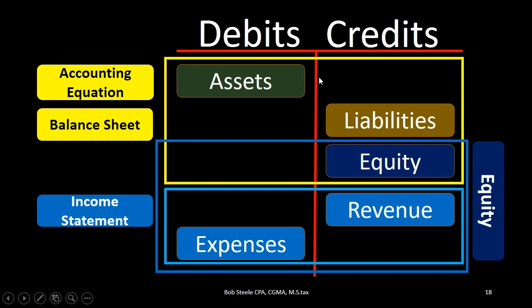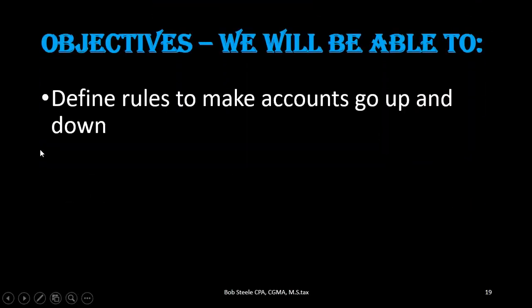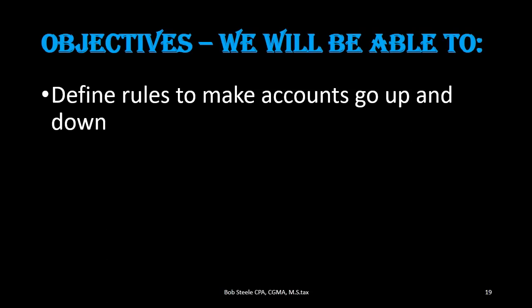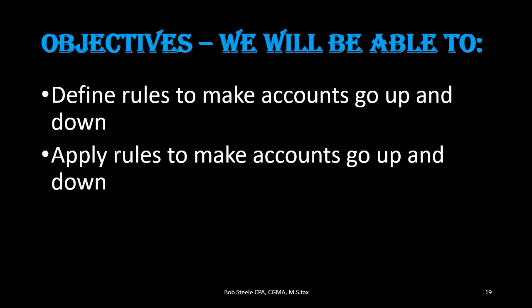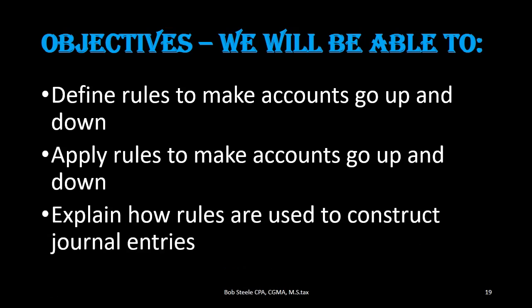So if you want to make the assets go up, you're going to do the same thing as its normal balance, a debit. If you want to make the assets go down, you're going to do the opposite thing as its normal balance, a credit. If you want to make the liabilities, the equity, or the revenue go up, you're going to do the same thing as its normal balance, a credit. If you want to make liabilities, equity, or revenue go down, you're going to do the opposite thing as its normal balance, a debit. We are now able to define rules to make accounts go up and down, apply rules to make accounts go up and down, and explain how rules are used to construct journal entries.